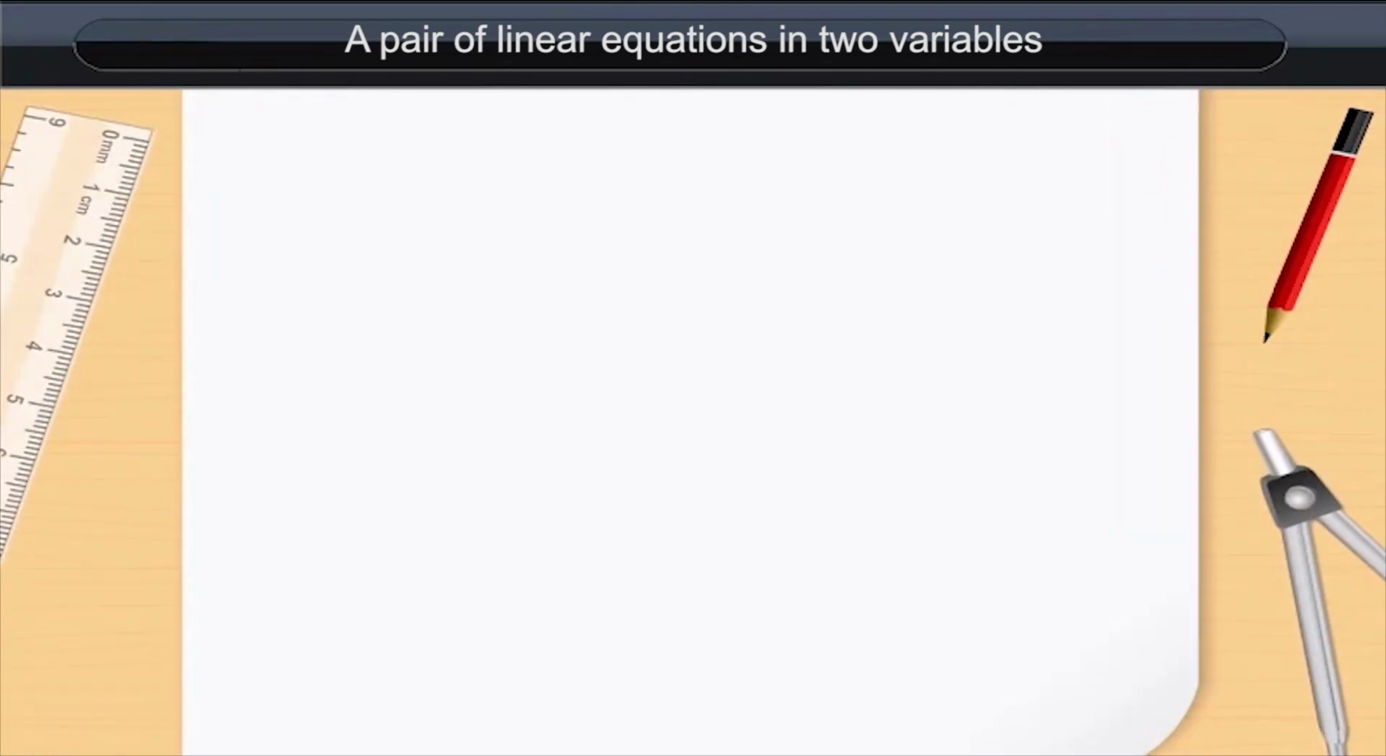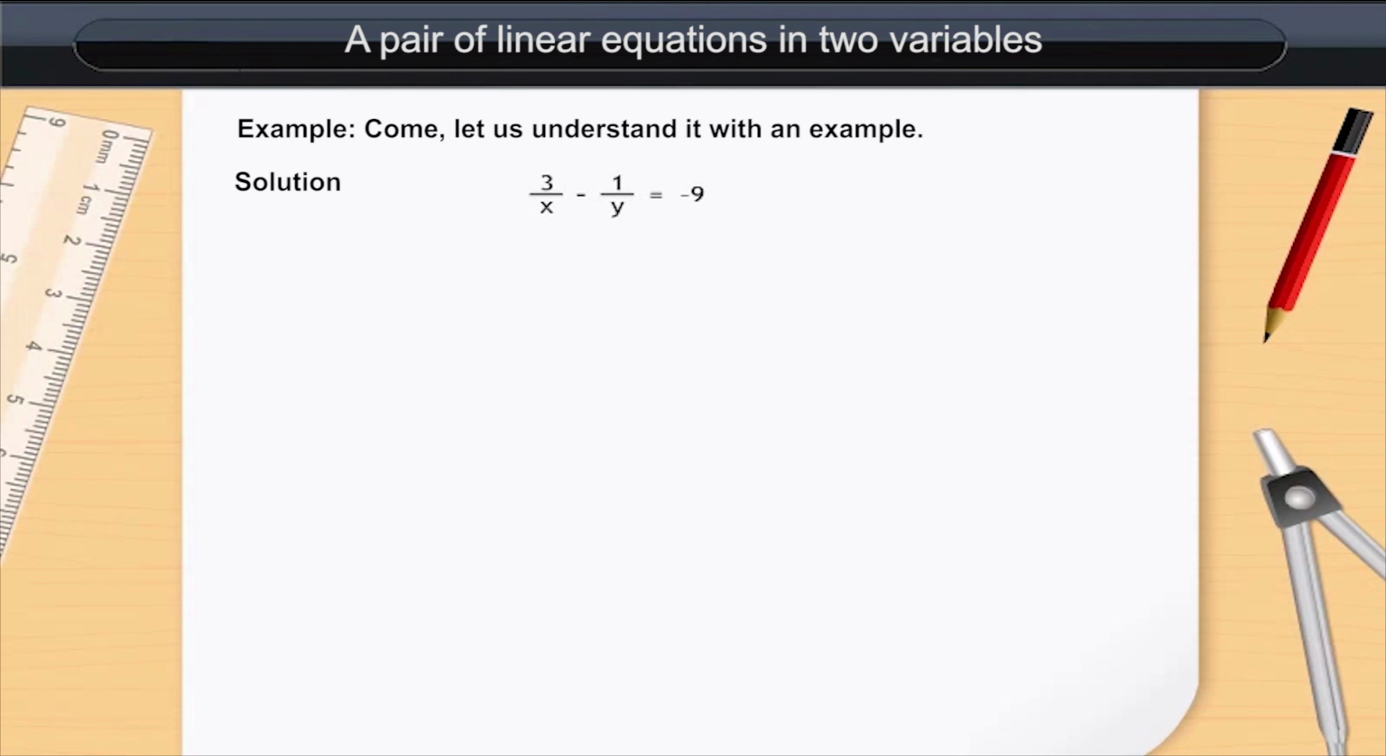A pair of linear equations in two variables. Let us understand it with the help of an example. Solve 3 upon x minus 1 upon y is equal to minus 9 and 2 upon x plus 3 upon y is equal to 5, where x is not equal to 0, y is not equal to 0.